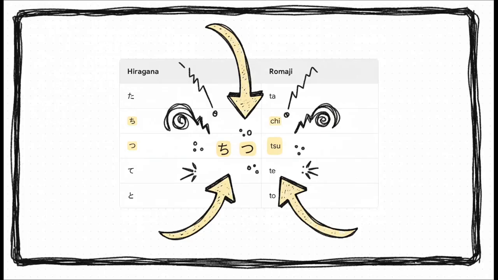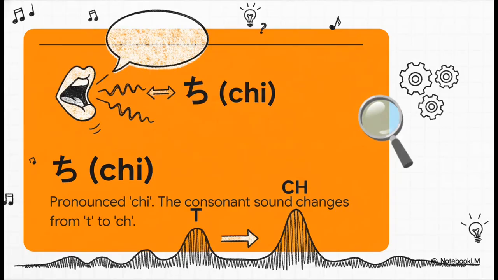Now, let's break this down a little. You can see ta, te, and to. They follow the pattern we're used to, right? But take a look at the 2 I've highlighted in the middle. The ones that go with the I and U sounds are a little different. Okay, here is our first special case. This character is pronounced chi. What's happening is that the consonant sound actually changes from a T to a chi. So it's not T, it's always chi.